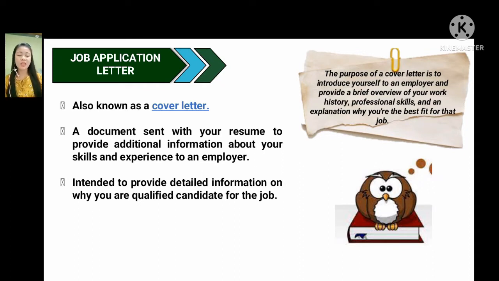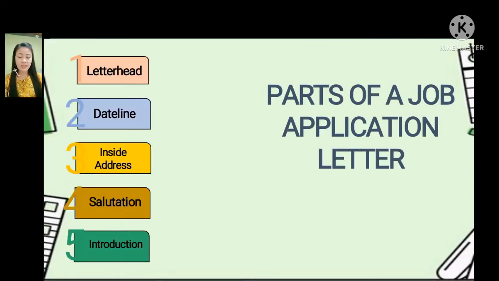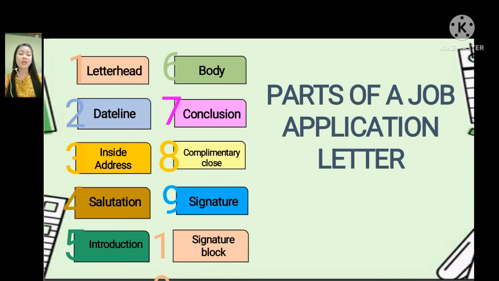In a job application letter, we have different parts. We have 10 parts, which are the letterhead, dateline, inside address, salutation, introduction, body, conclusion, complimentary close, signature, and signature block.